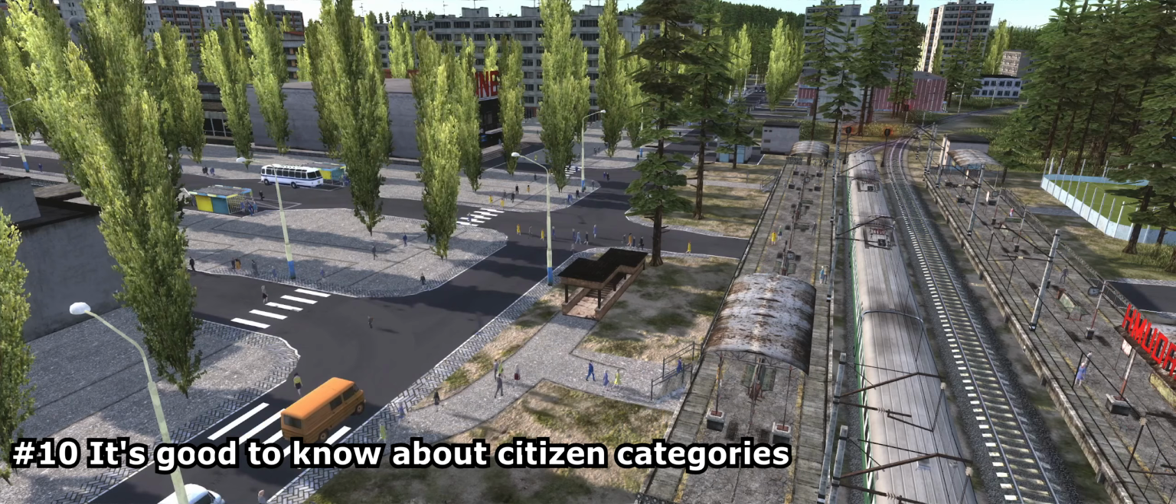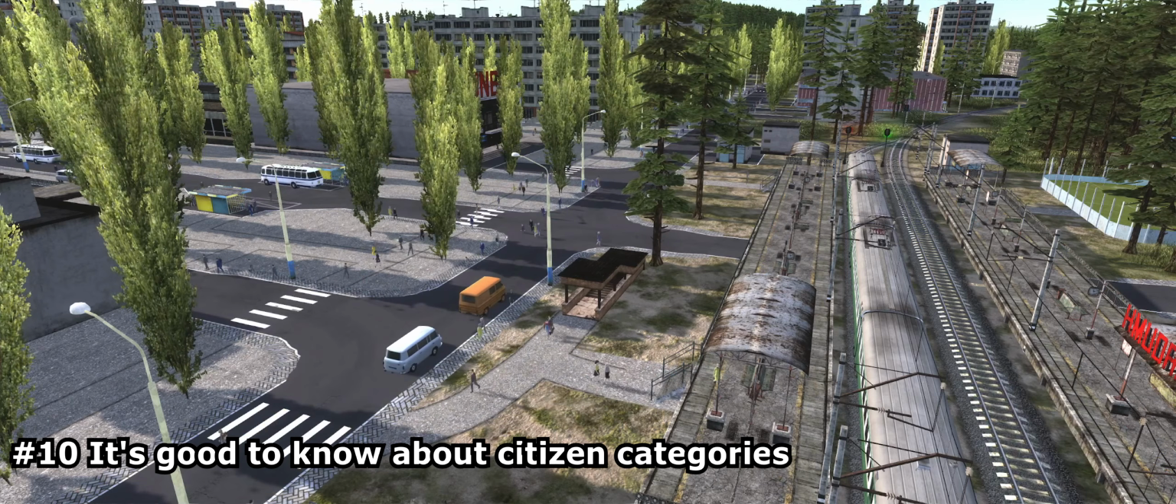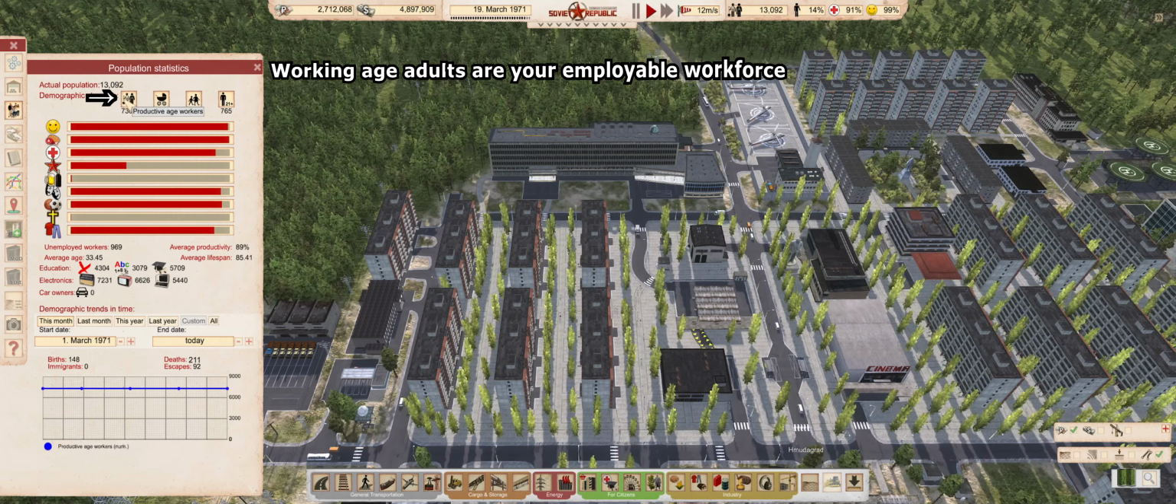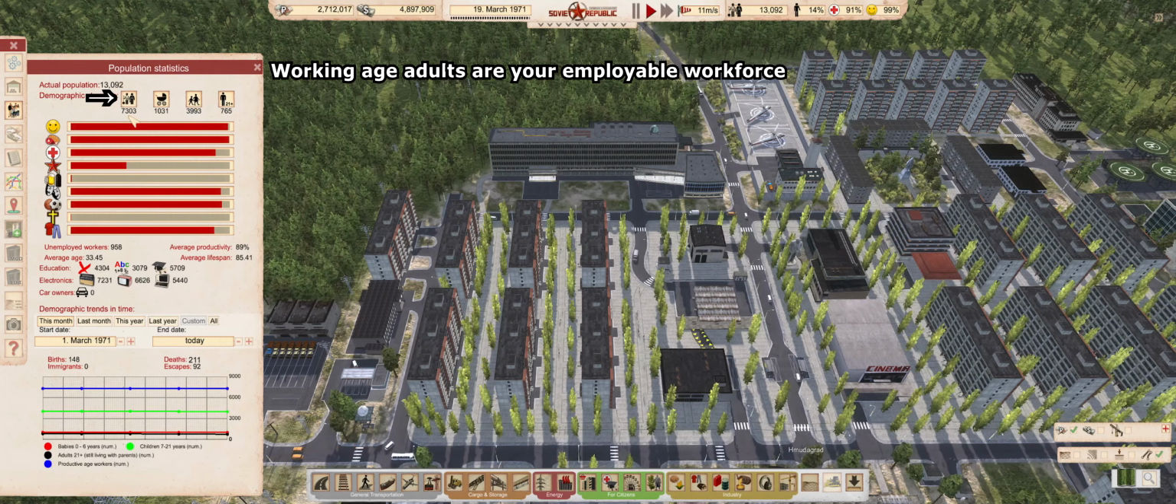Number 10. It's good to know about citizen categories. When you look at the population statistics, it's beneficial to know who does what. Thankfully, the game provides us with everything we need to know in this window. Workers are the productive members of your society. They work in factories, sell your goods in shops, staff entertainment facilities, teach children, etc.